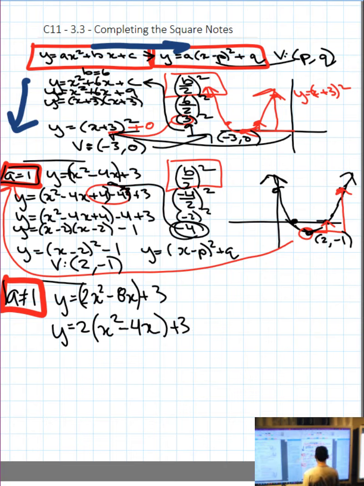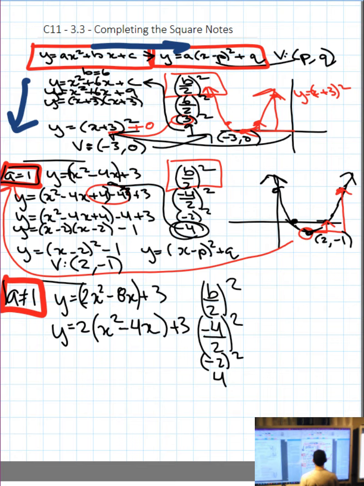Now off to the right, let's do our process. B over 2, brackets around it, squared. Now we're going to use the new b value, the new coefficient of the x value, the negative 4. Coincidence, it's the same as above, whatever. Divided by 2, substituting in the formula, we get negative 4 divided by 2 is negative 2. Squared is 4. Awesome.